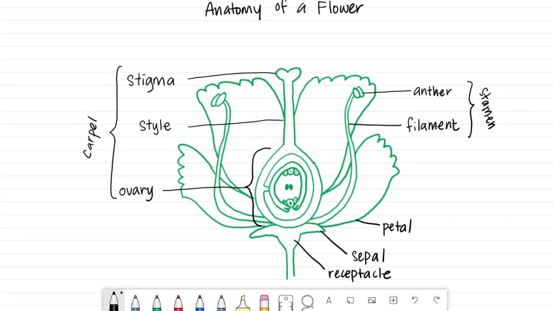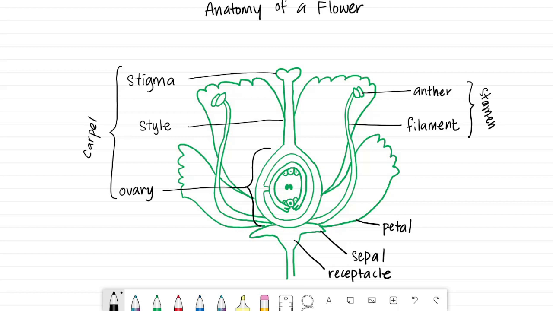On flowers, sometimes a flower would have only carpel. Some flowers will have only the stamen, but some flowers will have both carpel and stamen on it. It depends on the species of the plant and also the gender of the plant itself. Okay, so that is it. That is the anatomy of a flower.